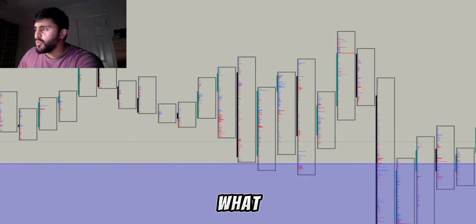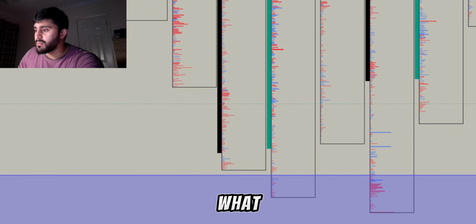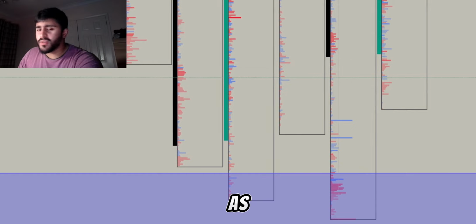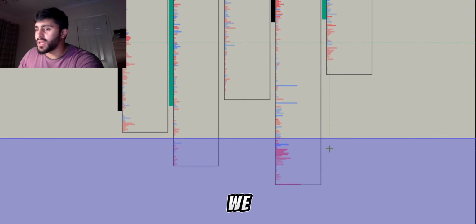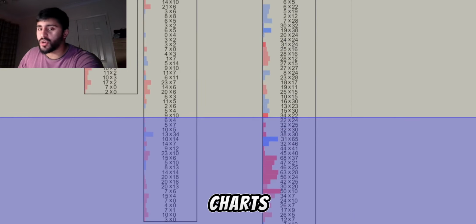So again, what we're looking at over here is the order flow. We're going to be diving into this and understanding what it means and why you need to be using it as a trader. So the first thing to note is, as you can see, when price comes into this level, we have some red delta over here.